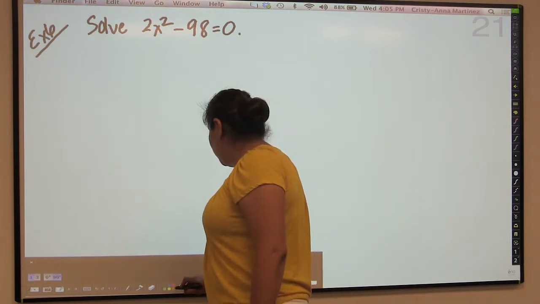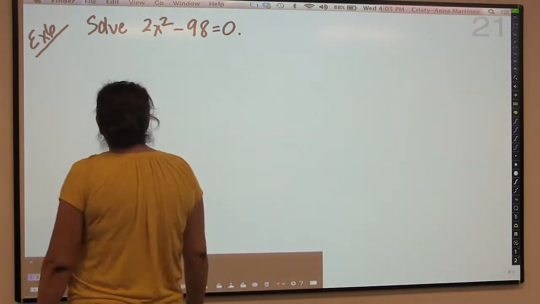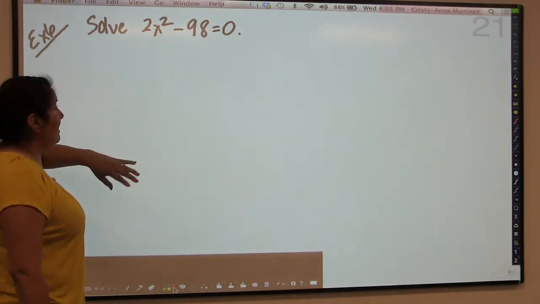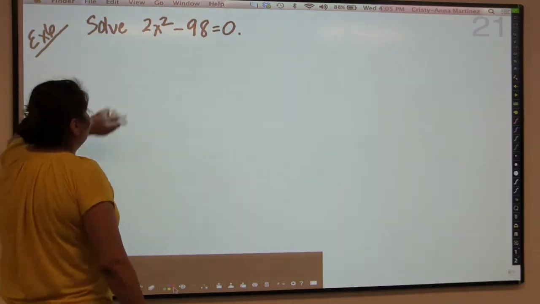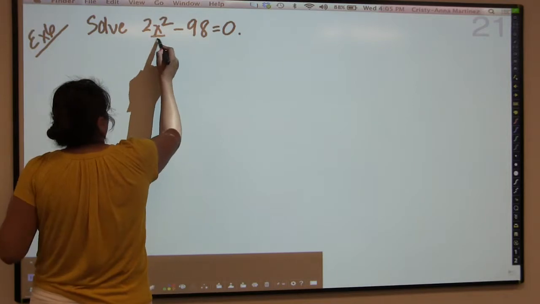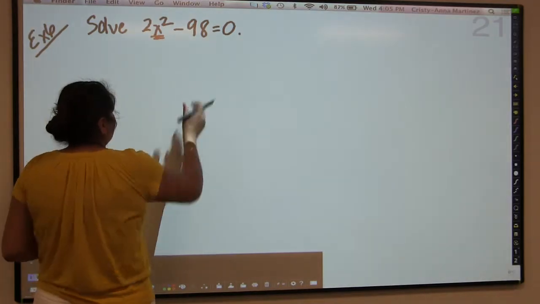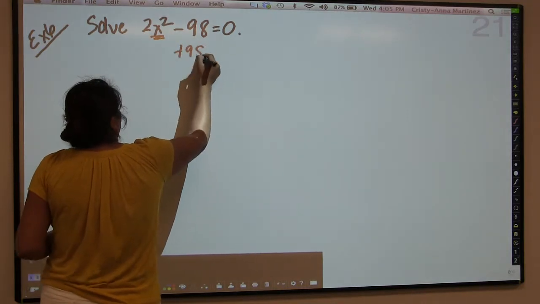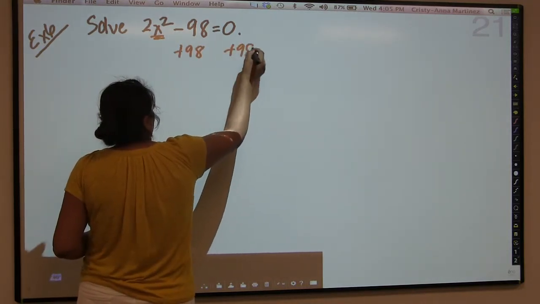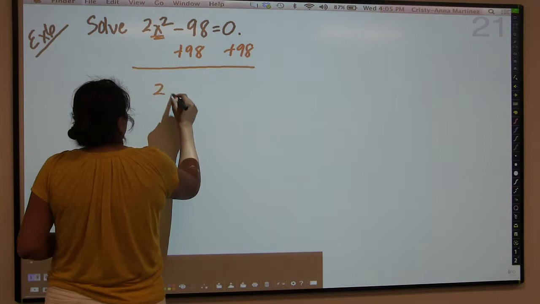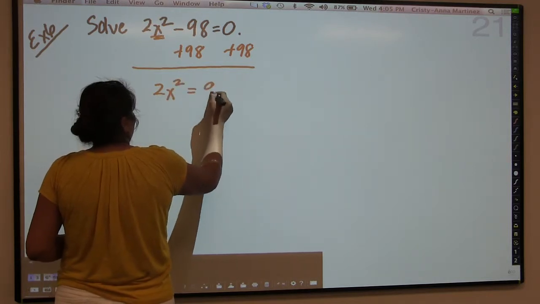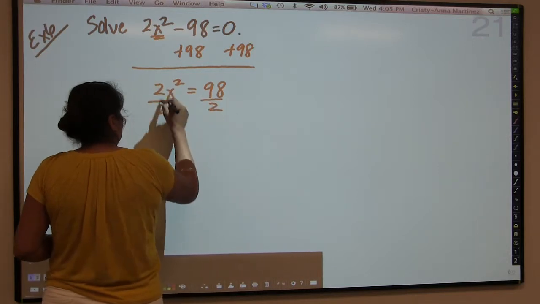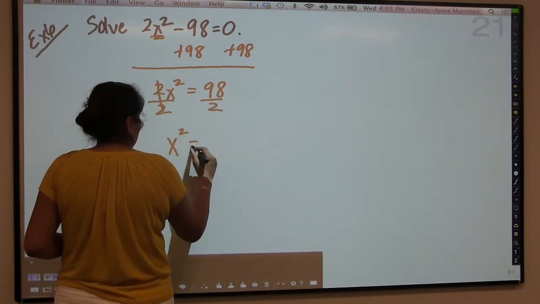And so believe it or not, this is actually probably the easiest one of them all. When you're solving a quadratic like this, it is very important that you isolate the x squared part. So you kind of want to see this is the x squared part right here. So I want to isolate that. So this 98 needs to move to the other side. So I'm going to add the 98 to the other side. And then that will give me 2x squared equals 98. And then I divide by 2. And then I get x squared equals 49.